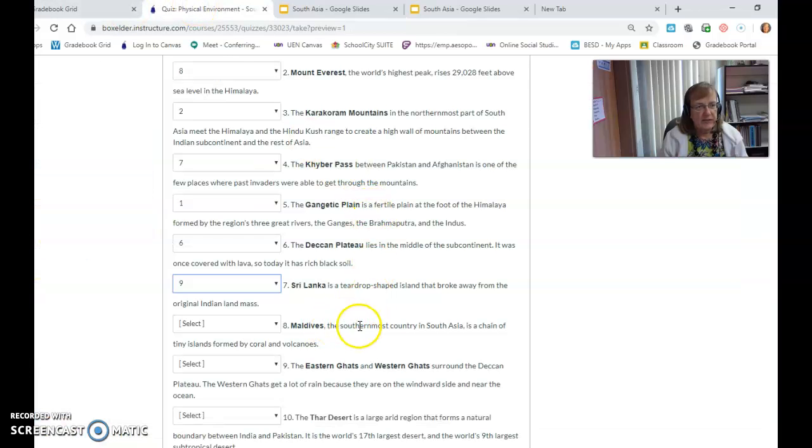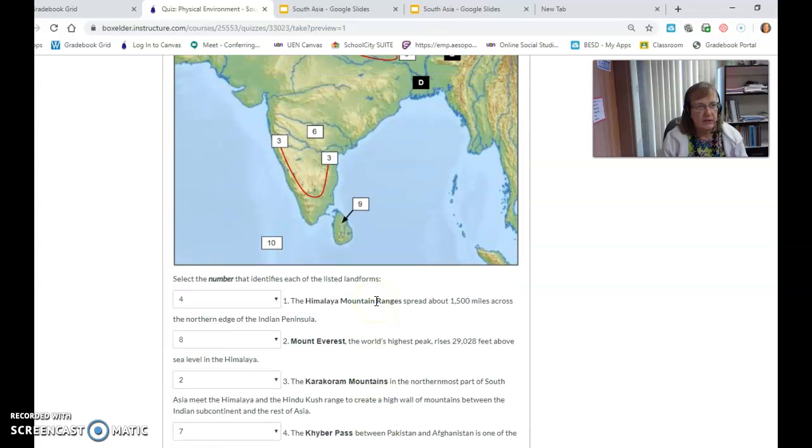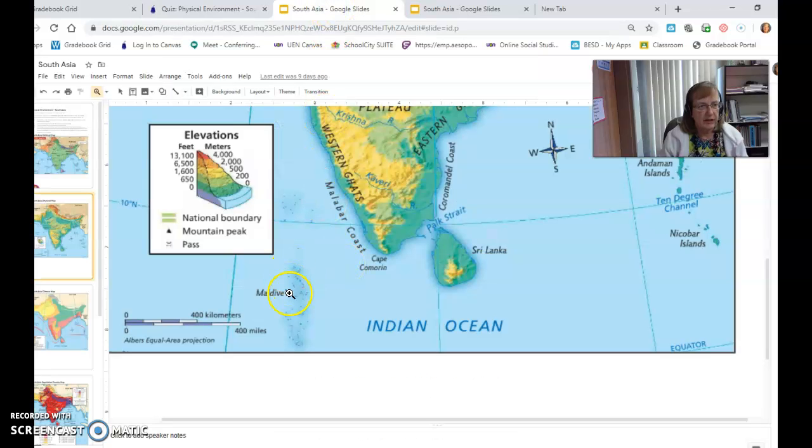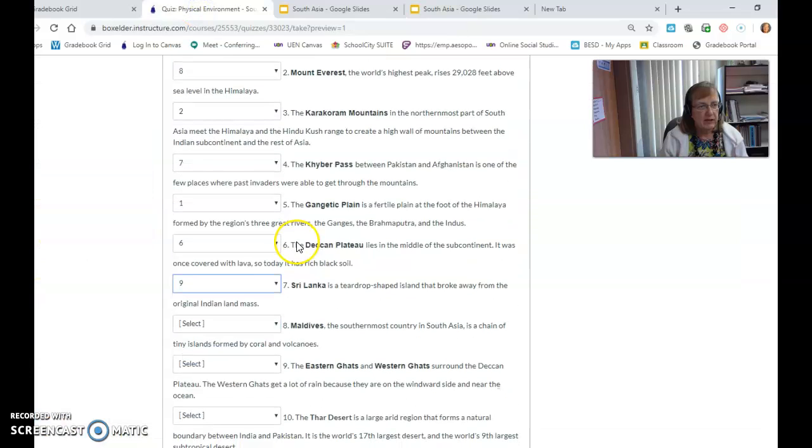Okay, the Maldives, the southernmost country in South Asia, is a chain of tiny islands formed by coral and volcanoes. So my guess is it's going to be this number 10 because that's on the south and it's in a place where islands would be. If we look here, there we have the Maldives. So number 10 is the correct answer there.